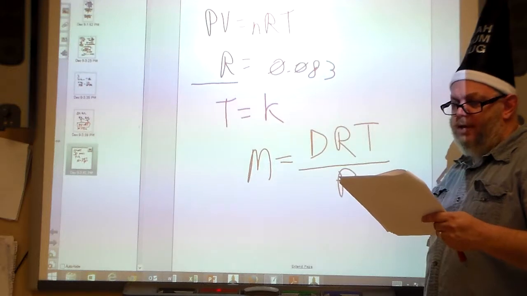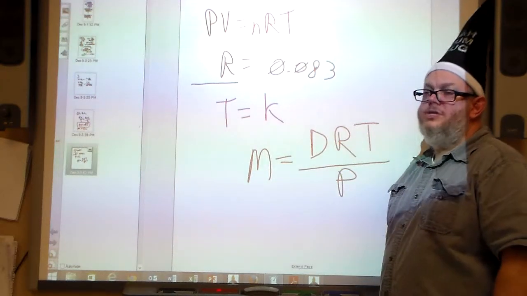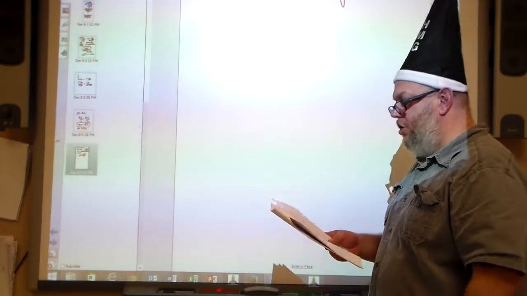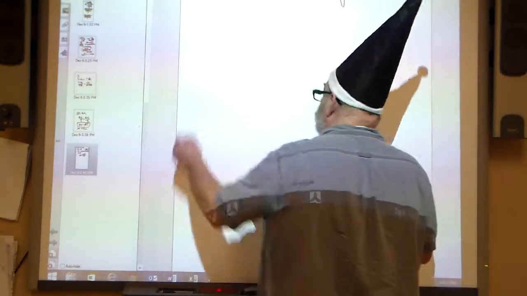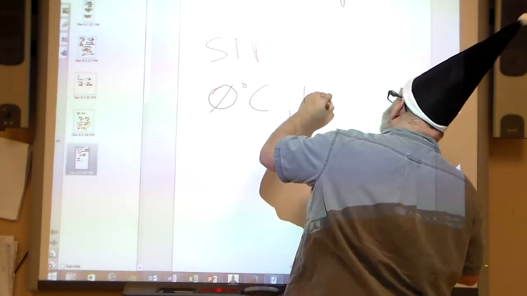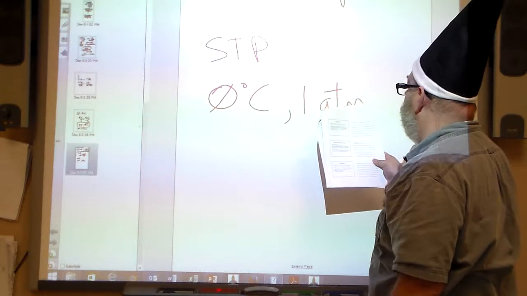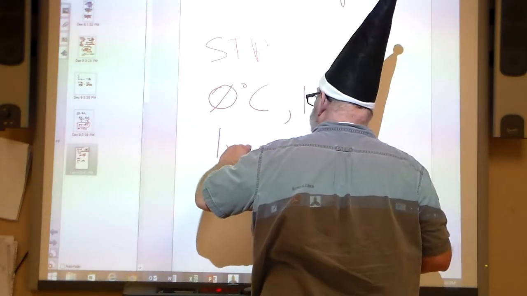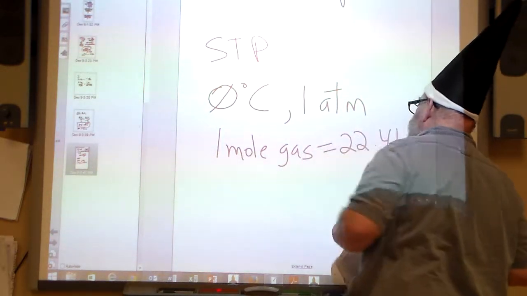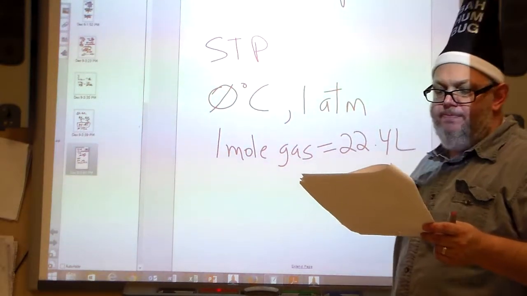Okay, as we go on here, I'm on page 9, you should know the standard temperature and pressure conditions. What are they exactly? Well, STP is 0 degrees Celsius and 1 atmosphere. That's your standard temperature, that's your standard pressure. You should also know that 1 mole of gas equals 22.4 liters. This is only true at standard temperature and pressure conditions, STP conditions.